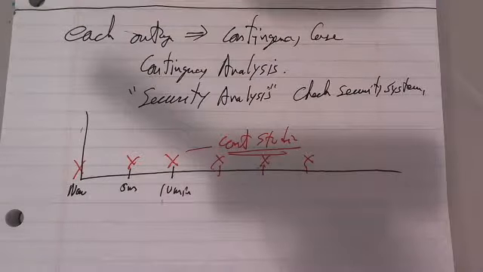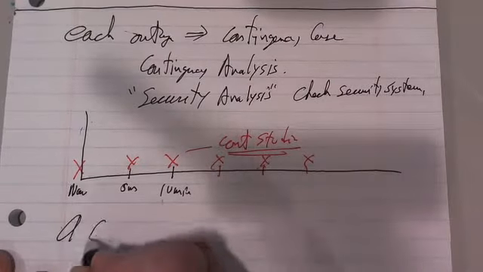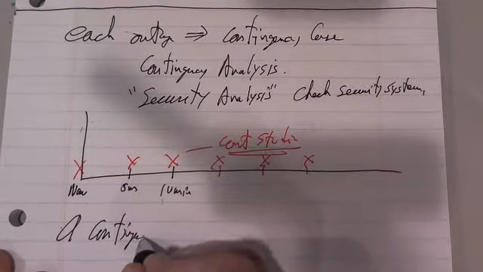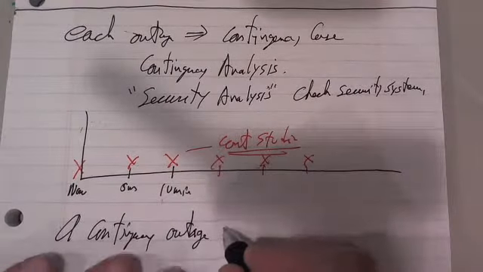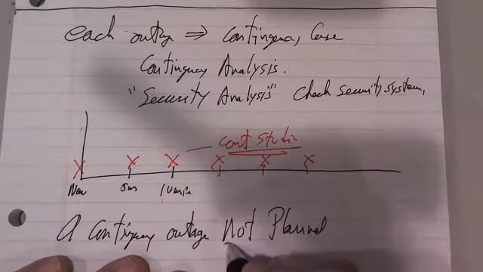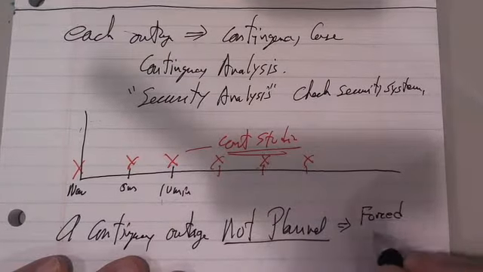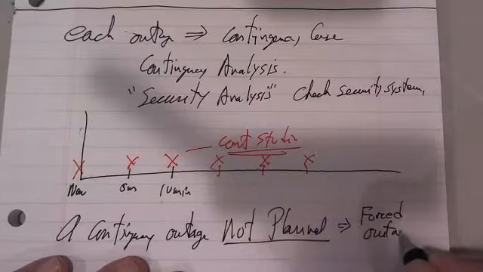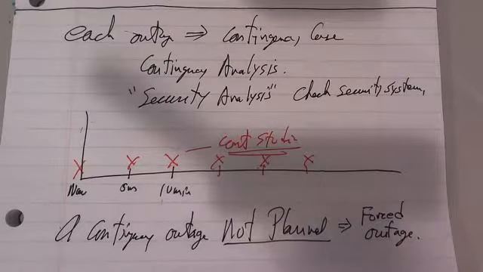Okay, I want to go back to lingo again. A contingency outage that you didn't plan, an outage not planned, is called a forced outage. Forced outage. That's the terminology that all power system people, at least in the United States, use. They call that a forced outage.